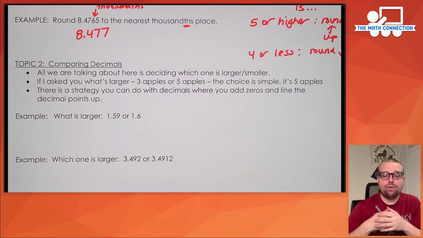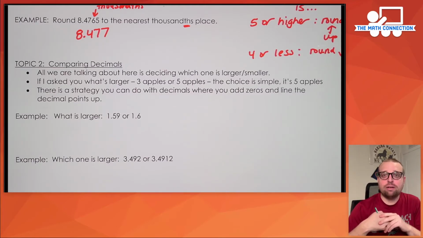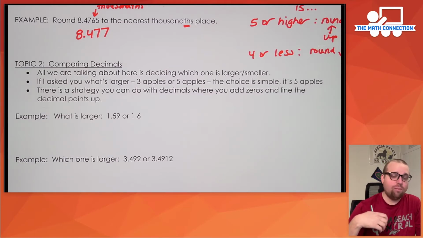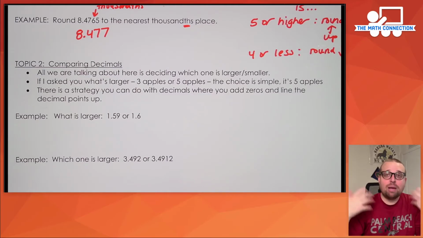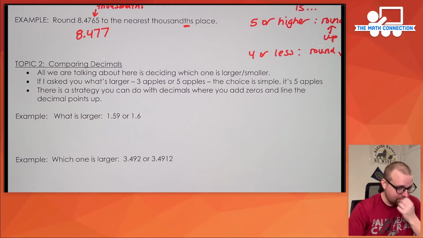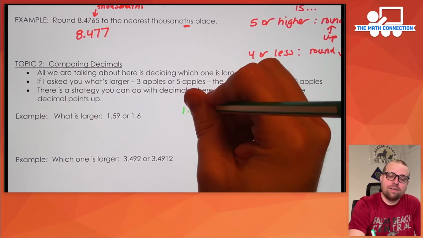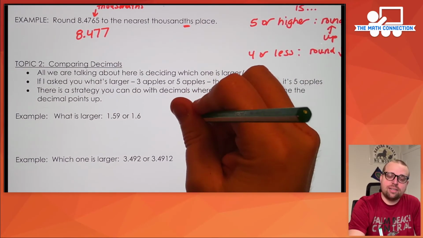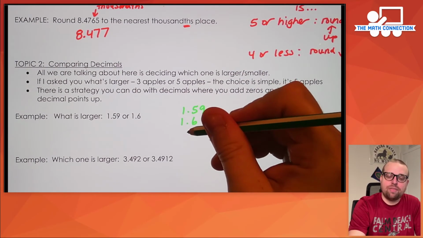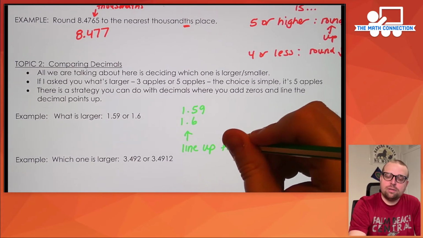But what if I gave you an example of 1.59 grams of something in one hand and 1.6 grams in another hand, okay? That might not be immediately apparent to you which one is larger, and the way you can compare the numbers is by looking at the decimal places. So what you're going to do is line the numbers up. So you're going to line up 1.59 and 1.6. And when I say line them up, I'm talking about the decimal point. Line up the decimal.